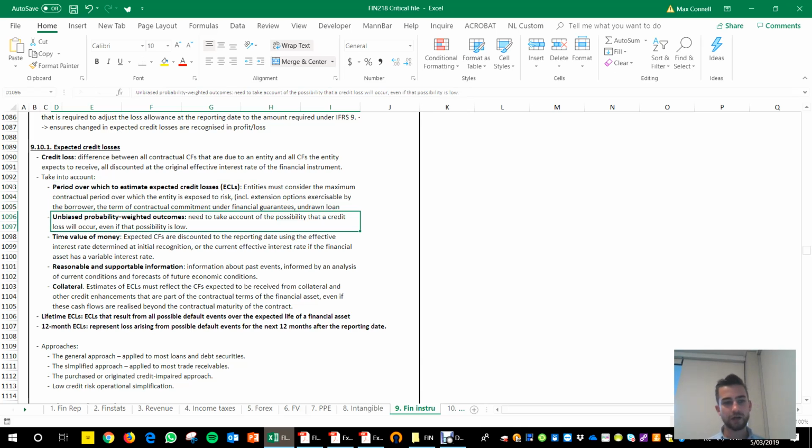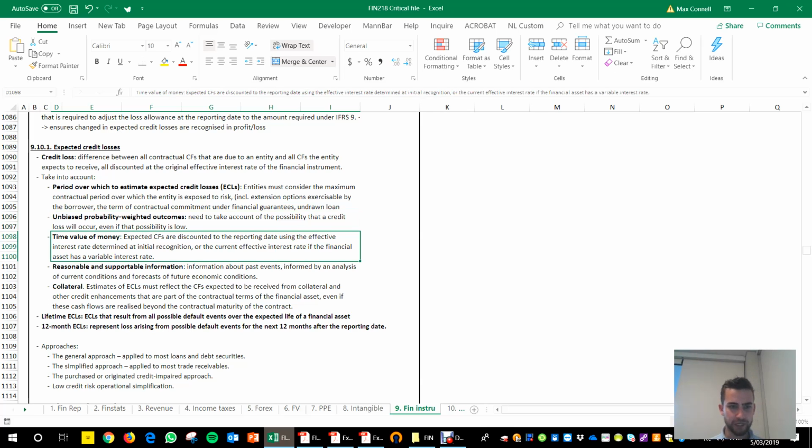We need to take into account unbiased probability-weighted outcomes. During the GFC, it was expected by many of the banks that it was very unlikely, in terms of probability, that many of their derivatives and financial assets for sale could be worthless, which is eventually the correct outcome of what happened. As a result, their probability-weighted calculations were very biased, and their losses were severely underrepresented in their early years compared to what the actual losses were.